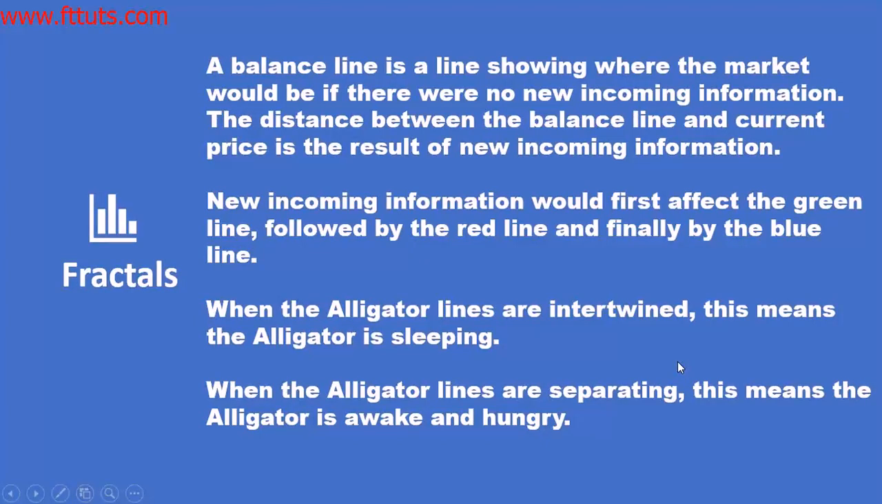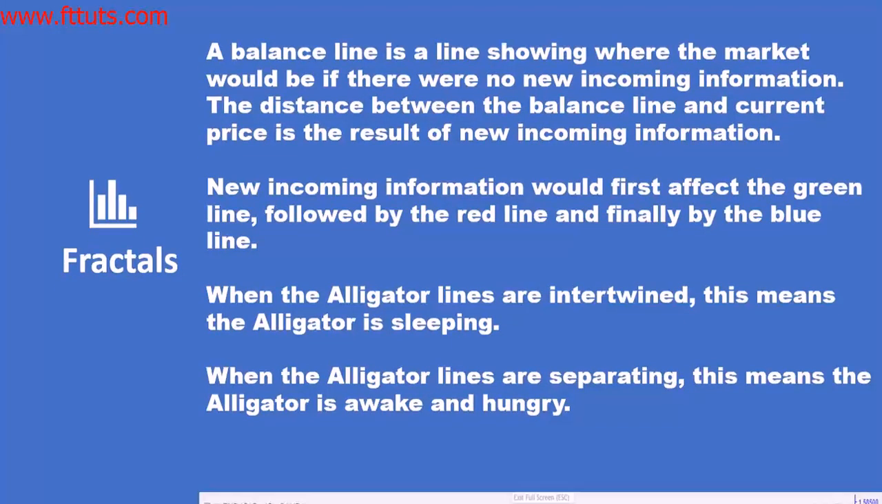So a balance line, you want to understand what that is. A balance line is a line showing where the market would be if there were no new incoming information. So the distance between the balance line and current price is the result of new incoming information. New incoming information would first affect the green line, followed by the red line, and finally the blue line. When the alligator lines are intertwined, this means the alligator is sleeping. When the alligator lines are separating, this means the alligator is awake and hungry.